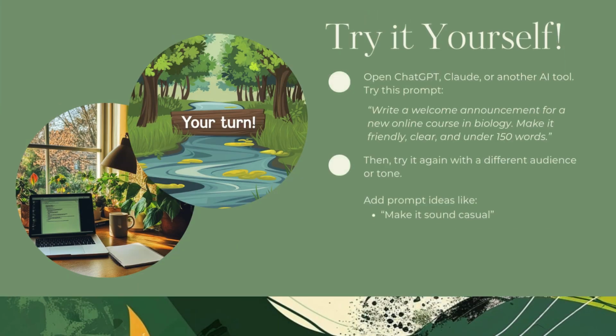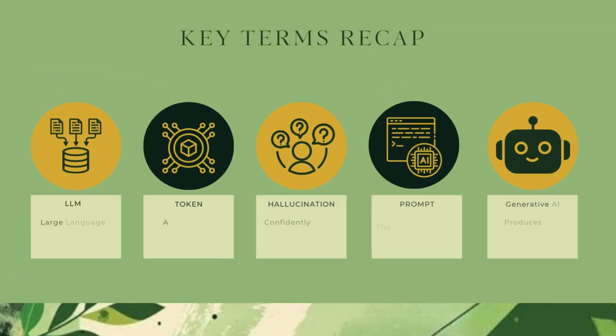But if you're ready to experiment and you want to try some things out right now, go ahead, try it yourself. Open up ChatGPT or Claude or another AI tool and enter this prompt: "Write a welcome announcement for a new online course in biology. Make it friendly, clear, and under 150 words." And then I want you to change it up. Take the response and ask whatever generative AI tool you use to do stuff to it, like make it sound casual, translate it for ELL students, make it sound like Brené Brown, anything like that. I want you to play with this and see what you get.